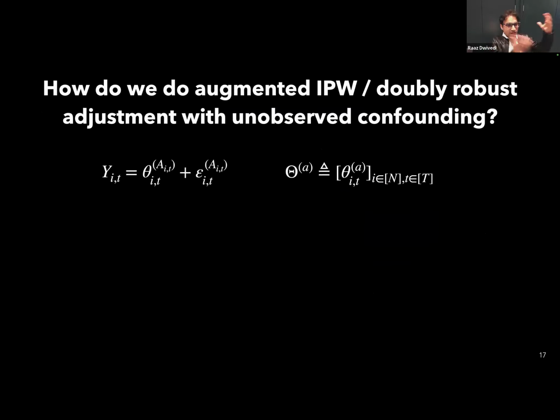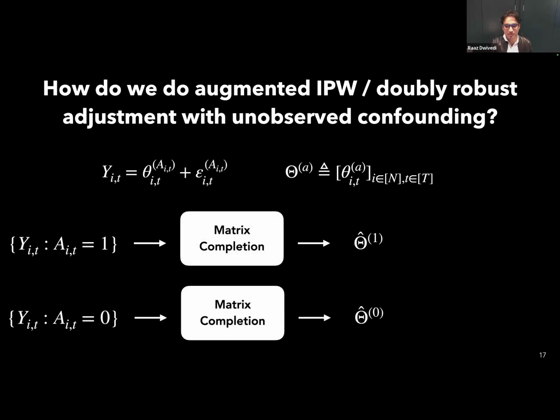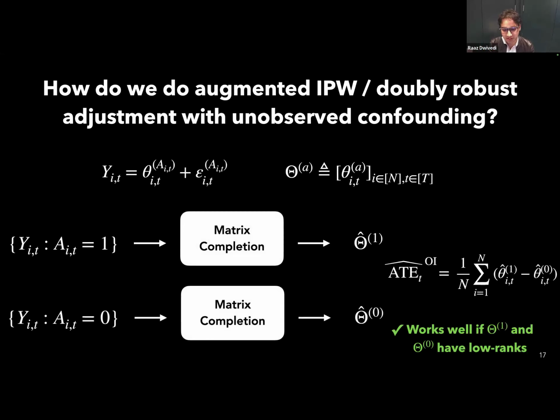Just to bring you back to where we started, we said we want to do augmented IPW. And we said that if you do matrix completion on the two sets of outcomes, you can get a nice estimate, which works well if both the theta matrices have low rank. And we said, what if it is not low rank? Well, what do we do?